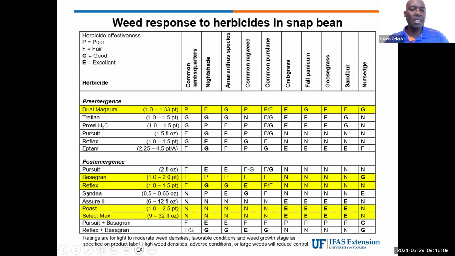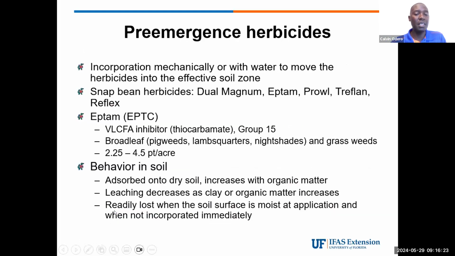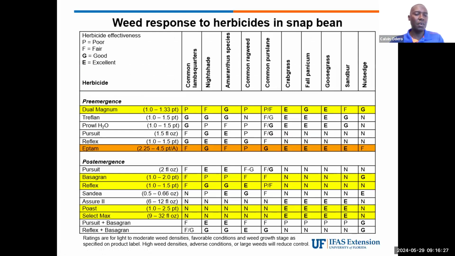You can use Sandea mostly for nutsedge control. And then for grass control, we've got Assure, but I know most people use Poast, a few people use Select Max. And then a combination of Pursuit or Basagran. I don't know if anyone uses it in our area, or you can also even use a combination of Reflex and Basagran.